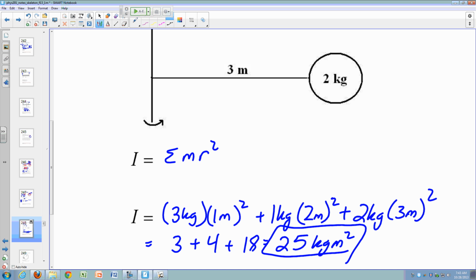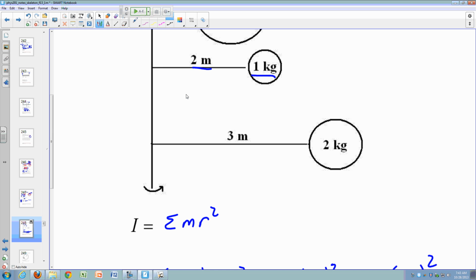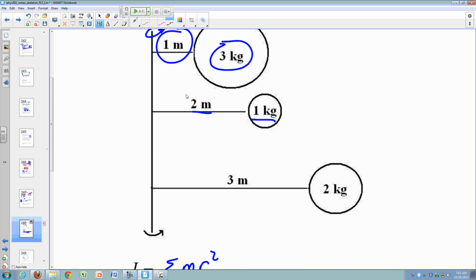Now, a distribution of discrete particles rotating about an axis is fairly simple. You just add up mr squared for each individual particle. Notice here that you might think the 2 smallest particles would have the most inertia, but they actually have the least inertia, right? Because the distribution of your mass is very important.